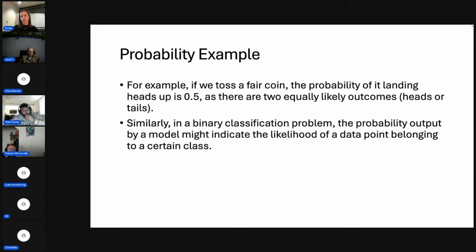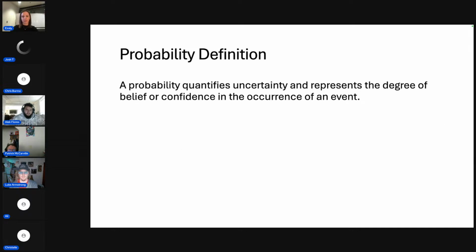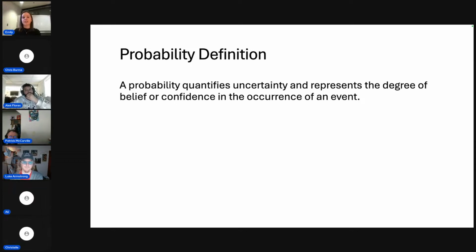So for example, if we toss a fair coin and the probability of it landing heads up is 0.5, there are 2 equally likely outcomes. It's just as equally likely that it would be heads as it is that it would be tails if it's a fair coin. This is similar to our binary classification problems, where if the output by the model is 0.5, it's just as likely to belong to class 1 as it is to belong to class 0. So this is the degree of belief or our confidence that this event will occur.